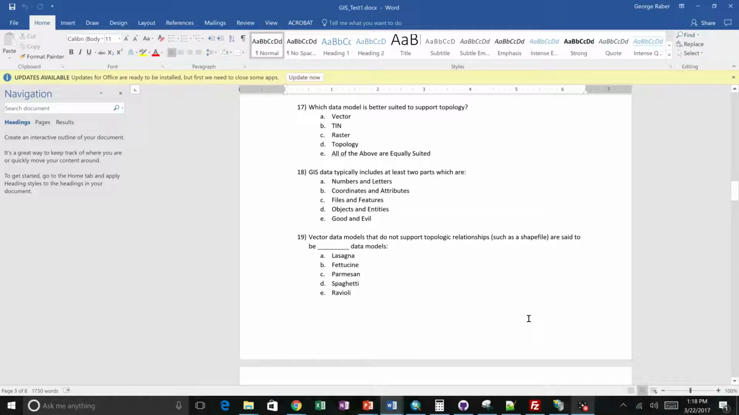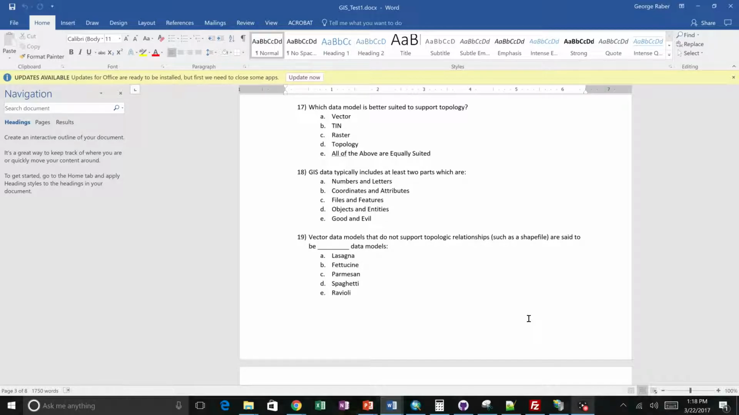Which data model is better suited to support topology? So topology, the definition of that was spatial relationships between entities in the real world. And although not every vector format supports topology, it's the one that's best suited to do so. So A is the correct answer. TIN and raster don't really do it. Topology is not the name of a data model. It's just thrown in there.